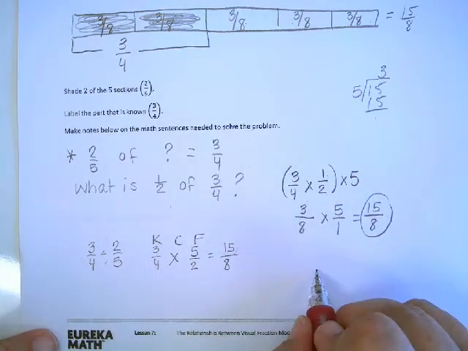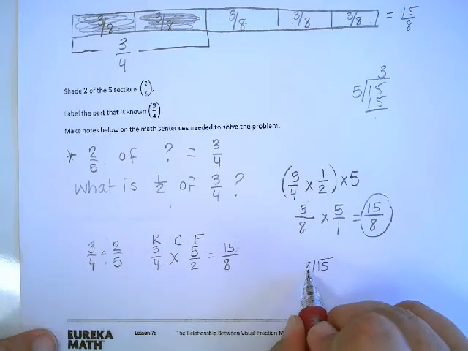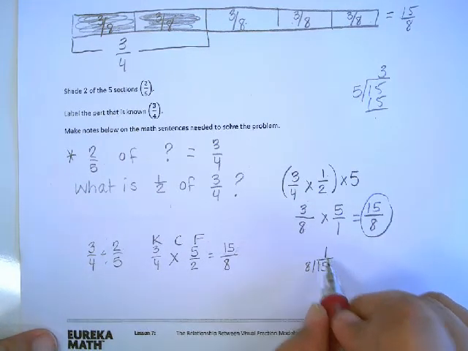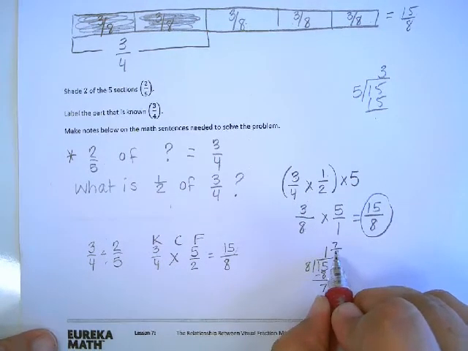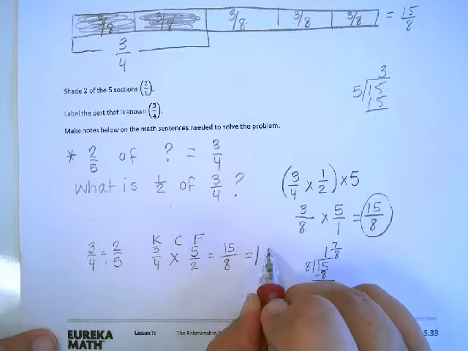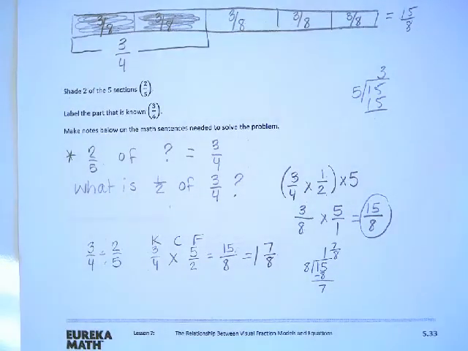And then I can break down that 15 over 8 into a mixed number. How many 8s go into 15? 1 with 7 left over. So 1 and 7/8. That is my answer, 1 and 7/8.